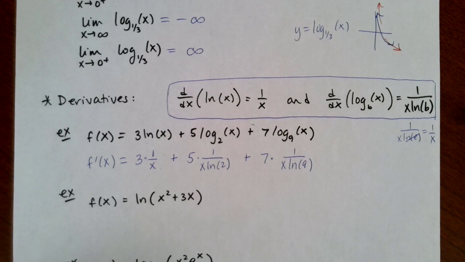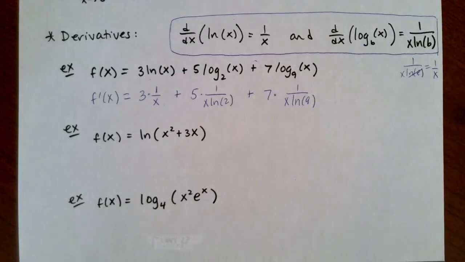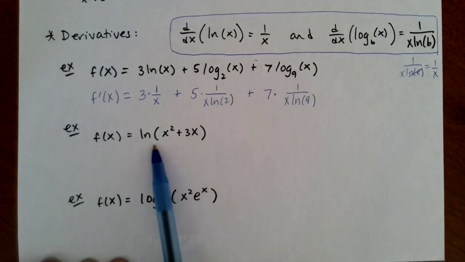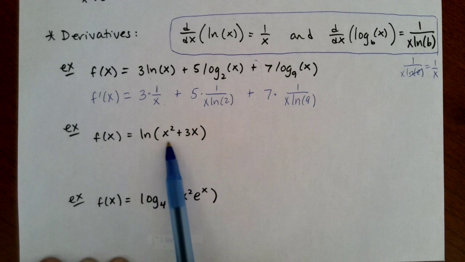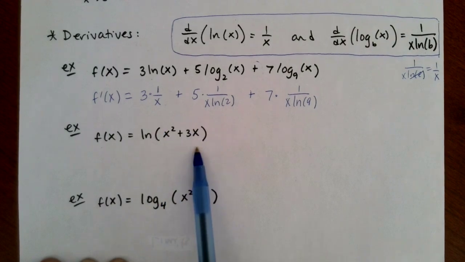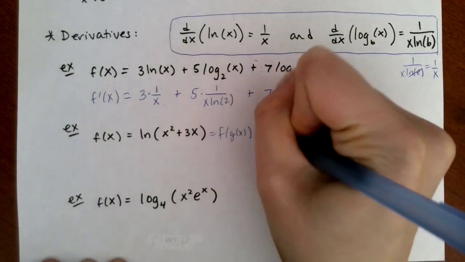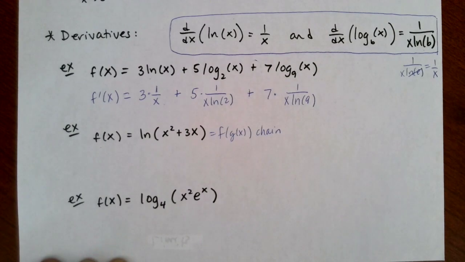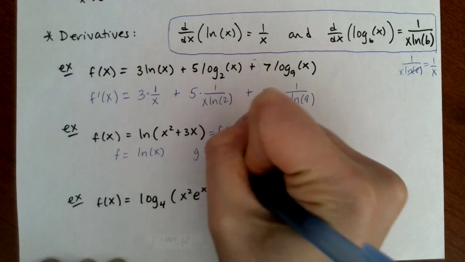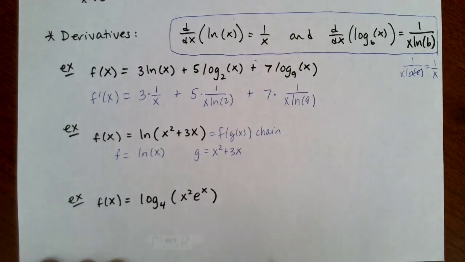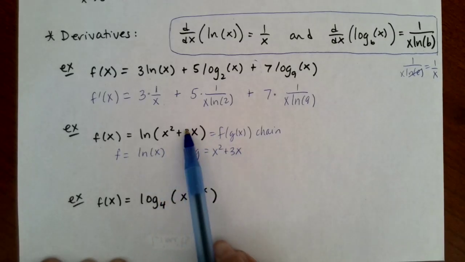All right, so let's see these logarithm rules wrapped up in more complicated derivative situations. This first one, we have ln of x squared plus 3x. Because x squared plus 3x is in the ln's parentheses, this is composition. This is f of g of x. So my derivative will call for the chain rule. The outer function f is ln of x. The inner function g is x squared plus 3x. Okay, so if I plugged all this in for x right here, I would have my original function ln of that stuff.